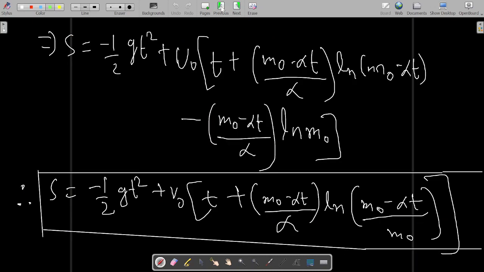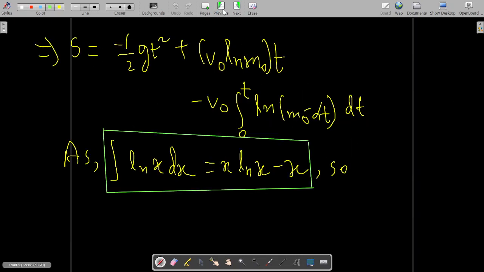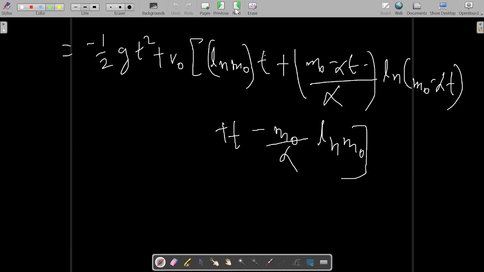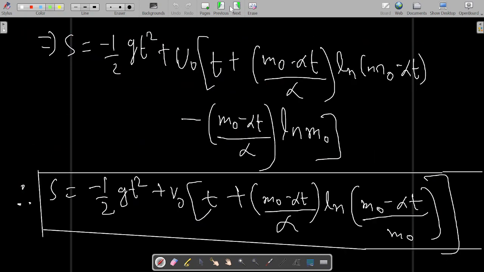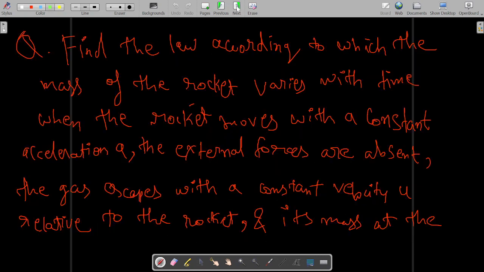So, up to here we had already learnt that you had found out the value of distance in terms of time, meaning distance is a function of time. Now, let's see. Find the law according to which the mass of the rocket varies with time. So you have to find out mass in terms of time now.